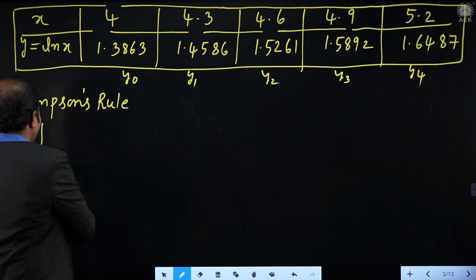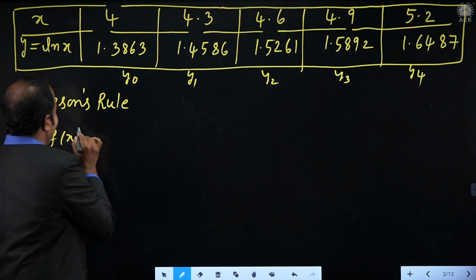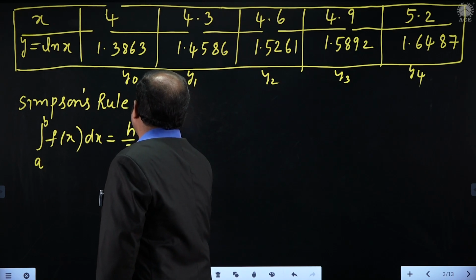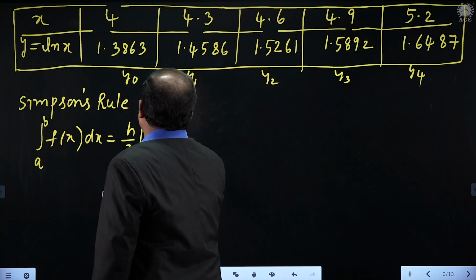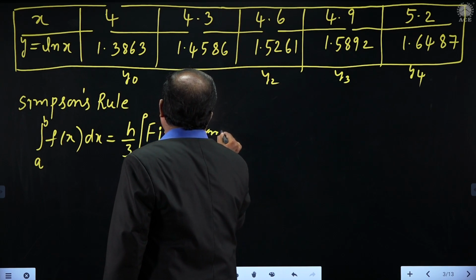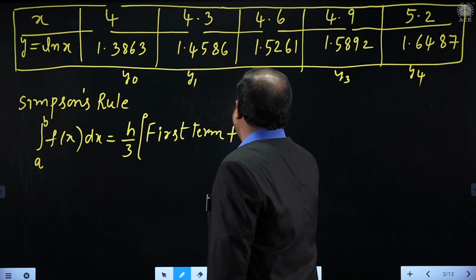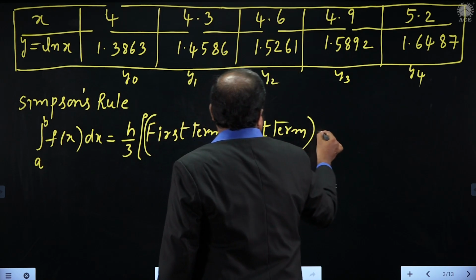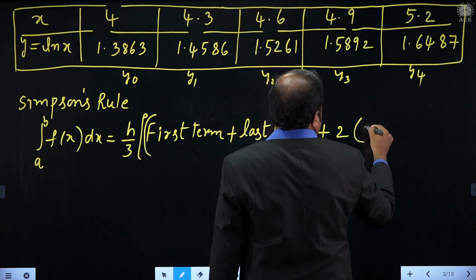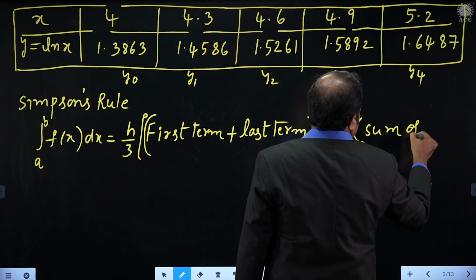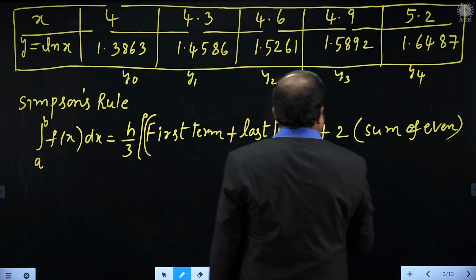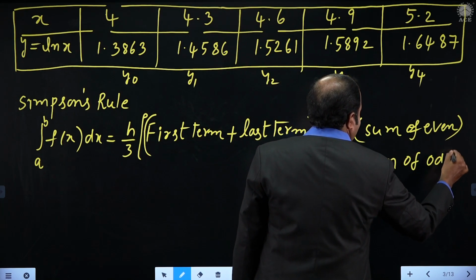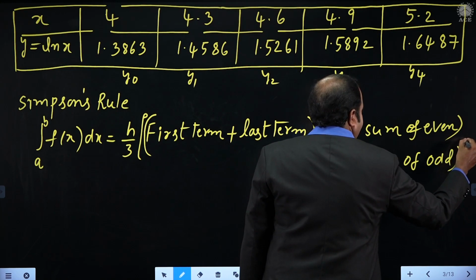The integral from a to b of f of x dx is equal to h by 3 into the first term plus the last term, plus 2 times the sum of the even ordinates, plus 4 times the sum of the odd ordinates. This is the formula.